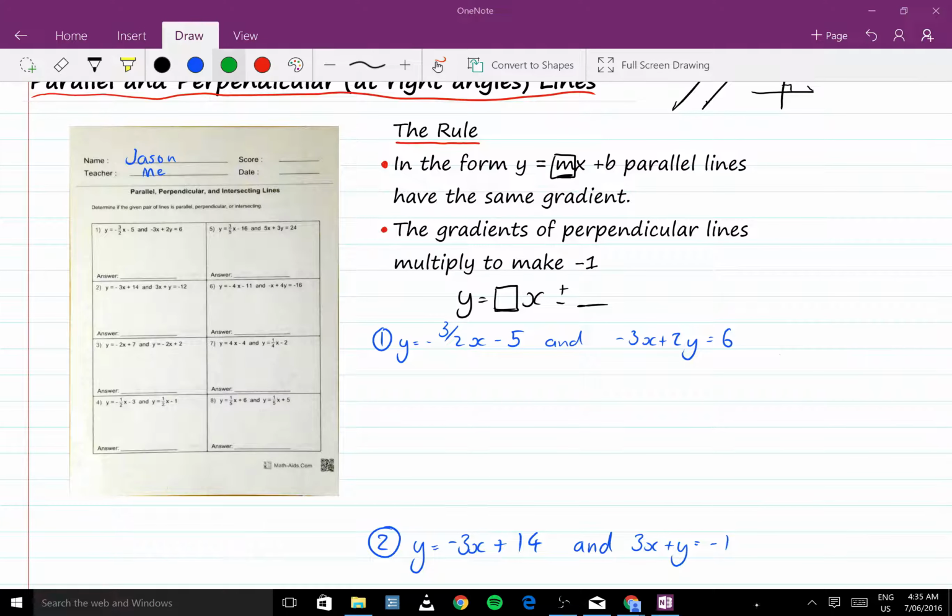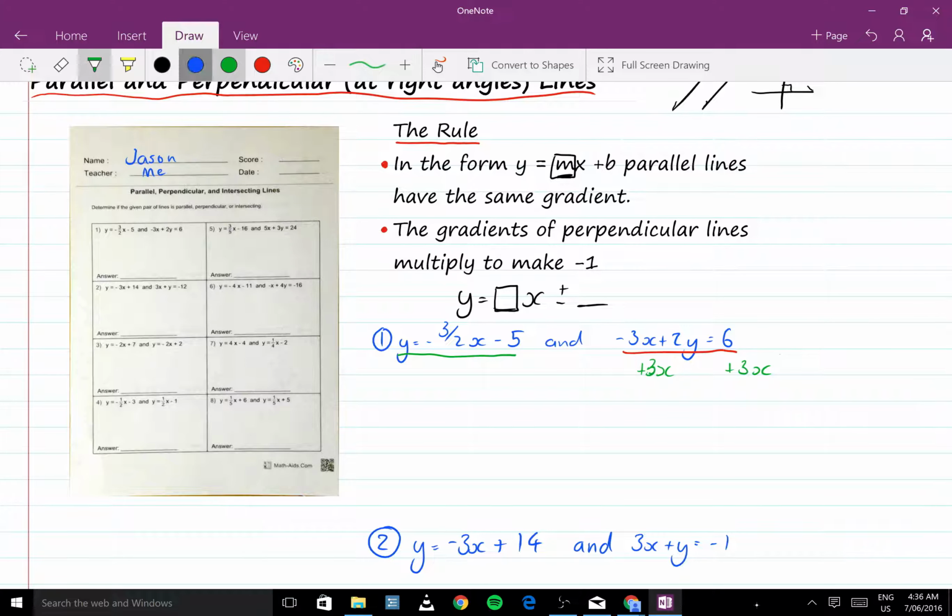Now, this one is already in that form, so that's fantastic. But this one, the red one, is not. So my job is going to be to make that look like the green one, look like the example y equals something x plus or minus something. My first job is to get the y by itself, and to do that I add 3x to both sides.